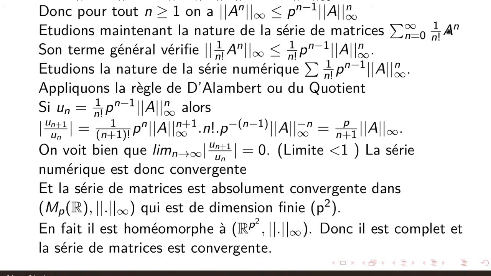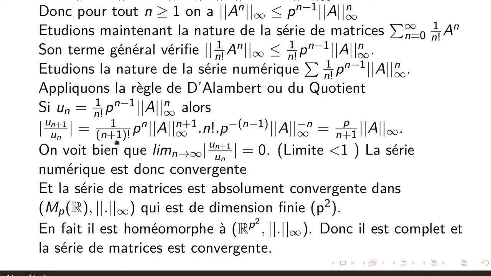So u_{n+1} is 1 over factorial n plus 1 times P to the power of n, infinity norm of A to the power of n plus 1, times the inverse of u_n, that is factorial n times P to the power of minus n minus 1 times the infinity norm of A to the power of minus n.